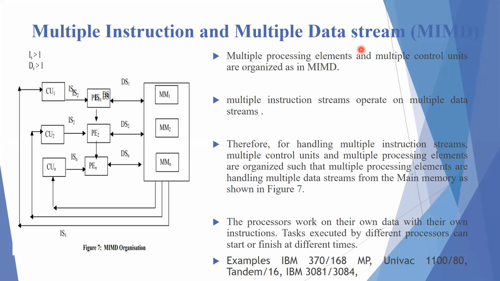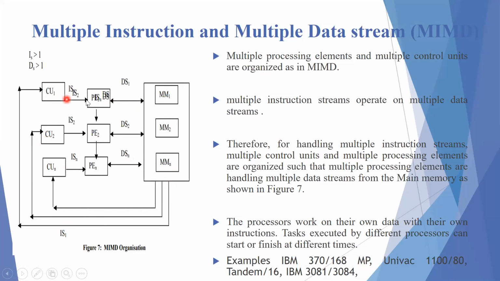If you just see here, we have multiple control units, and each control unit is issuing a signal to a respective processing element, right? And each processing element is operating upon a separate set of data stream as well, right? So from the main memory, this is instruction stream 1, which is going to control unit 1. Instruction stream 2 is going to control unit 2. Instruction stream n is going to control unit n, right?